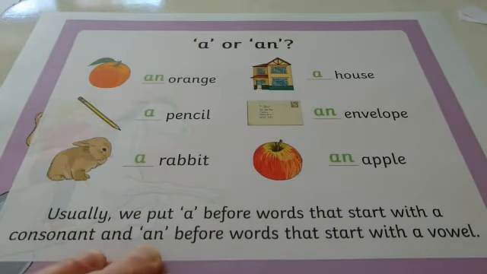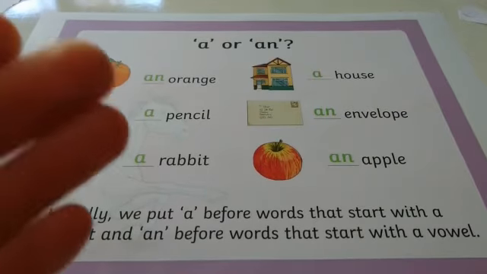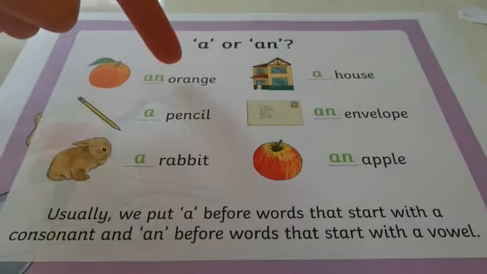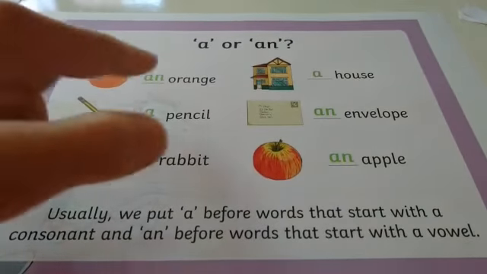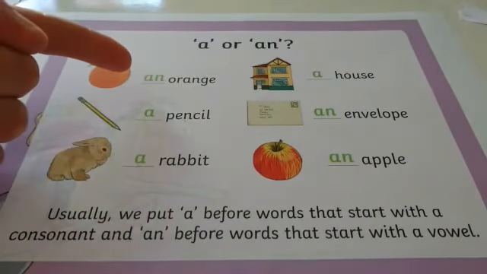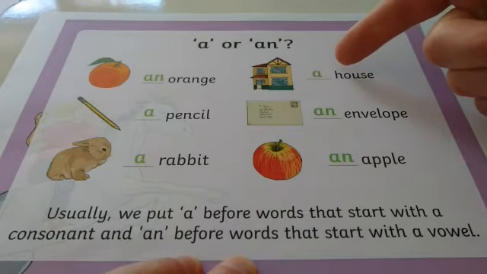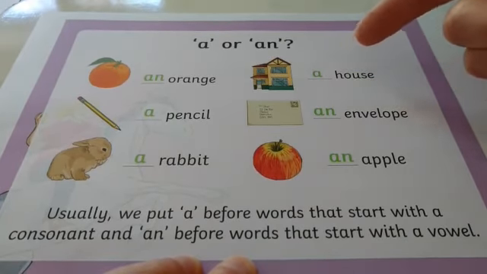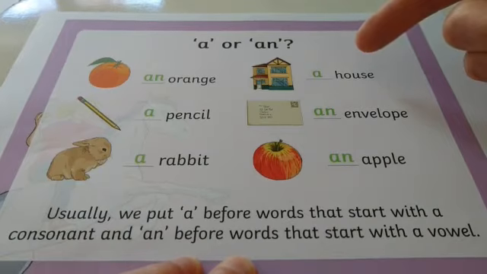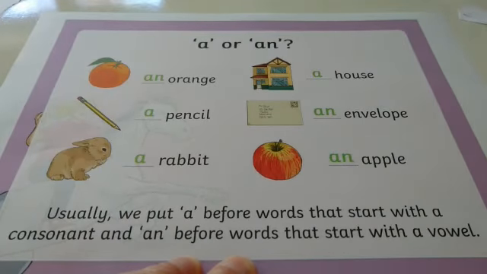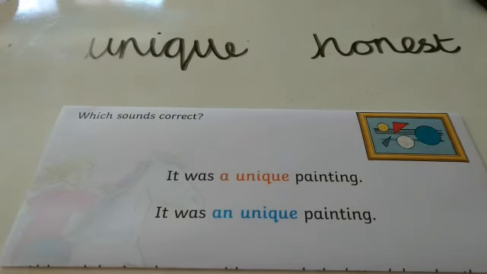Now what we're going to look at next, we're going to be thinking about some words which don't always fit the rule, okay? So our rule is, if our noun starts with a vowel, so O in orange, we precede it with an: an orange, okay? If our noun starts with a consonant, H for house, it's a house, okay? But not all words always fit this rule. We'll just have a look at two of them now. Okay guys, you're doing really, really well.